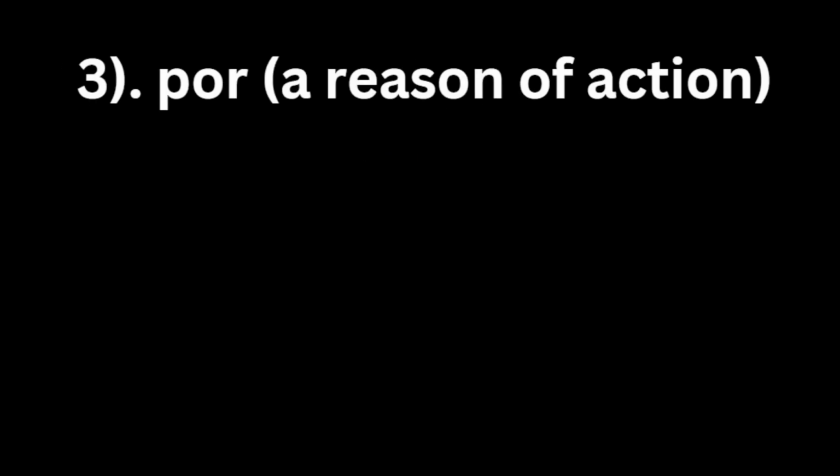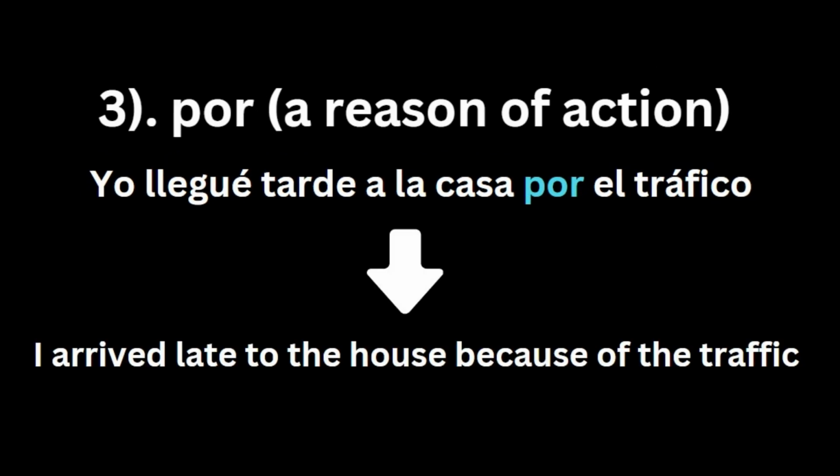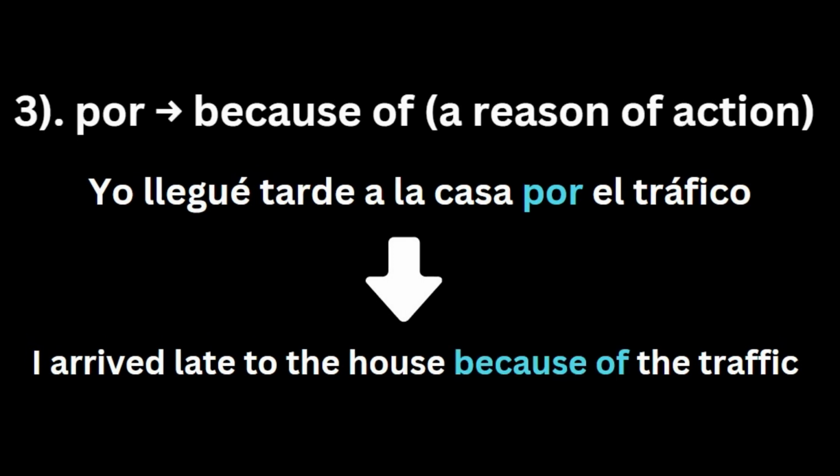Another way to use por is for a reason of action, like in the sentence yo llegué tarde a la casa por el tráfico, which means I arrived late to the house because of the traffic. And in this context, por is used as the preposition because there's a reason of the action done in the sentence, and that's the closest connection I can give it.